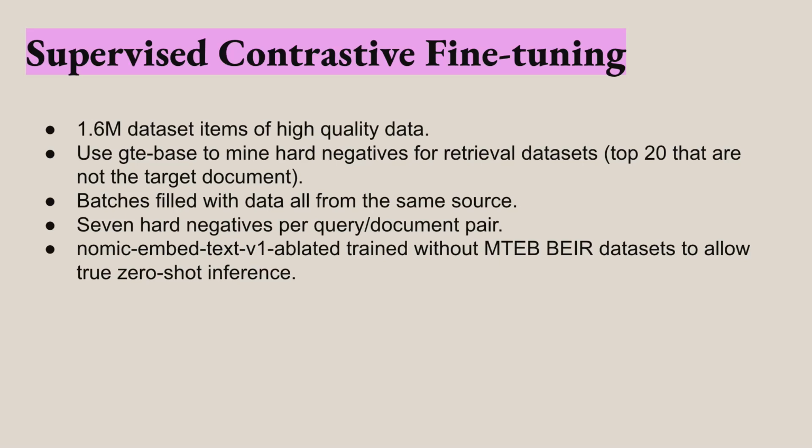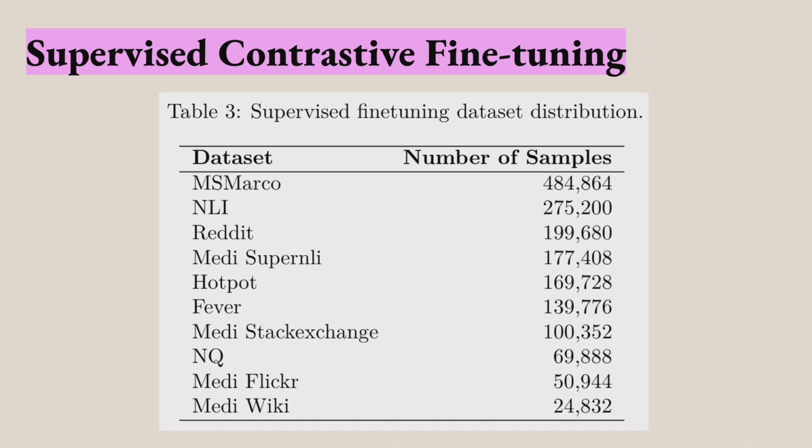They again use this same source batch filling with data. They use 7 hard negatives per query-document pair. And they also run an ablation where they train without the MTEB datasets to allow true zero-shot inference during evaluation, to match the expectation that the model is not trained on those data sets if it's going to be evaluating on those data sets. Here's the breakdown of those 1.6 million samples, where we have some retrieval data sets like MS MARCO.